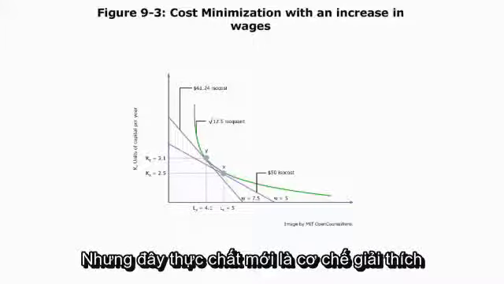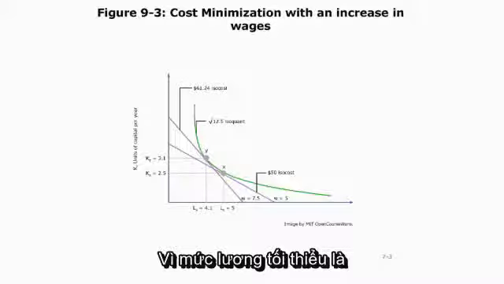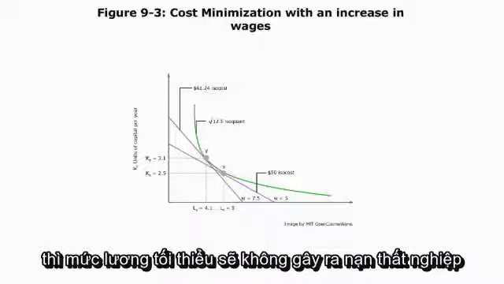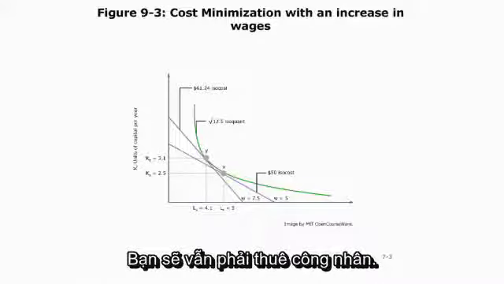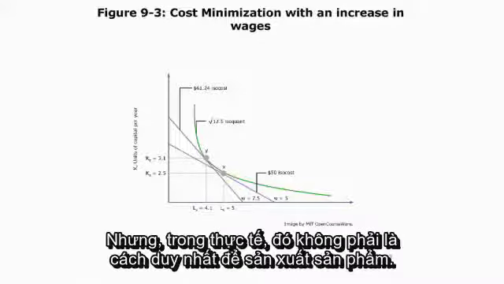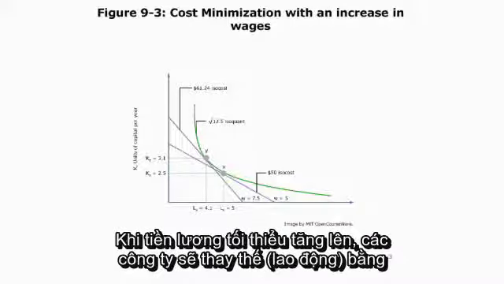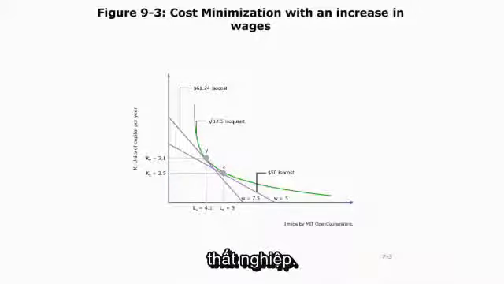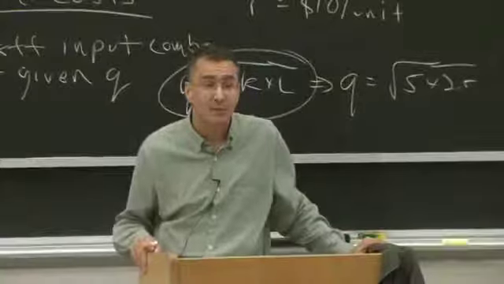But actually, this is the underlying mechanics of how minimum wage leads to unemployment. Because the minimum wage changes relative input prices. If the only way you could produce things was with labor, there wouldn't be much unemployment from a minimum wage, because you wouldn't have anything else you could do. You still have to hire the workers. But in fact, that's not the only way to produce things. You can substitute to capital. As the minimum wage goes up, firms will substitute towards capital, and that's why the minimum wage will lead to unemployment. Okay? So this is the underlying mechanics of how that happens.